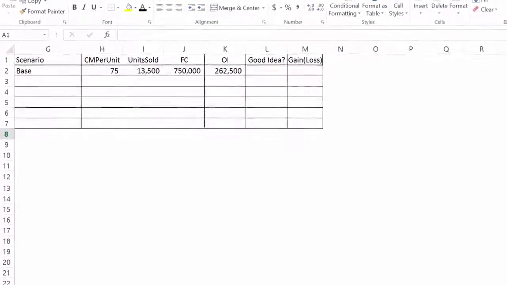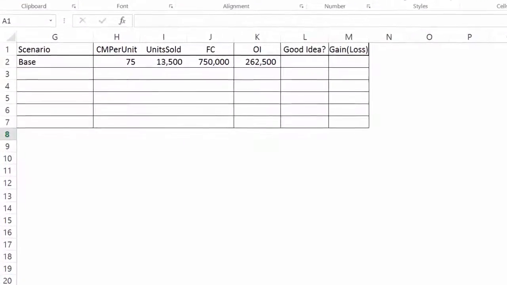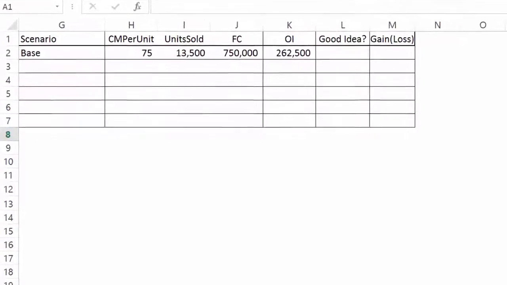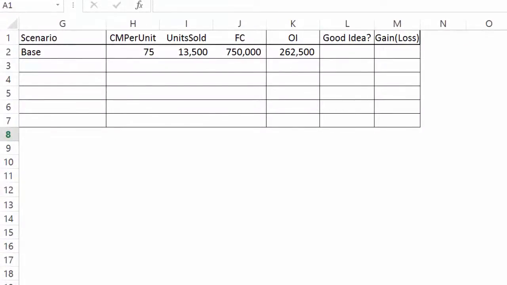We want to get into doing some what-if scenarios, and notice that I have called this the base scenario. This is the scenario that we're going to go back to each time, because this is what really happened. So we're going to look at our manager's ideas and compare them to what really happened.